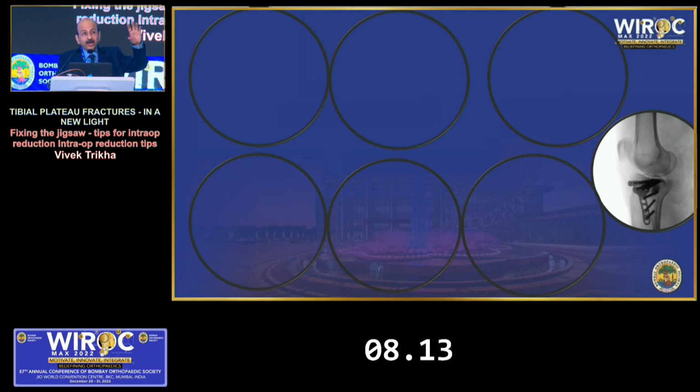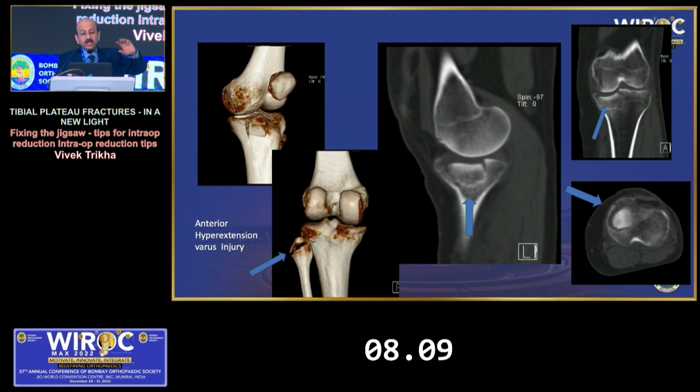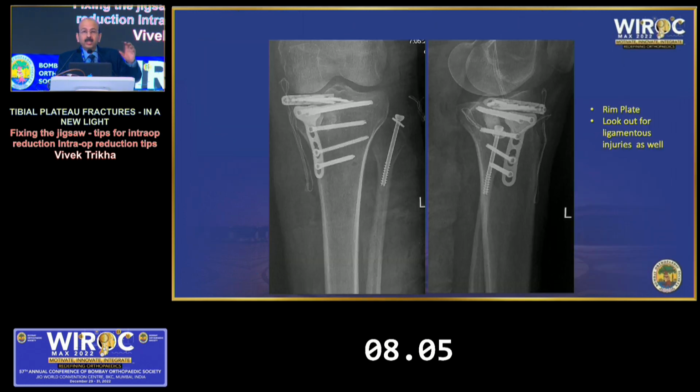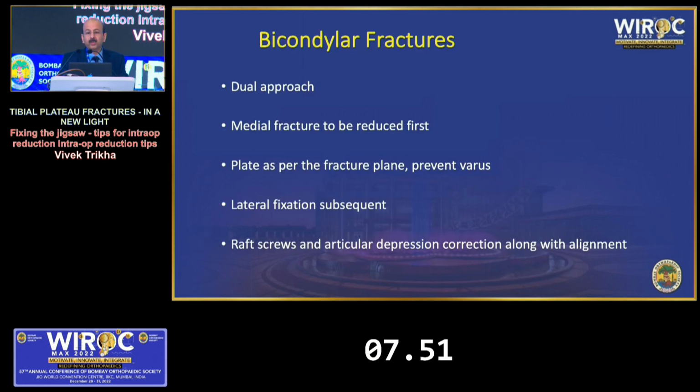So we have reduced them, and in this condyle, which was on the anterior side, a rim plate has been put on the medial side so that we are able to hold the anteromedial depression along with the fibular fixation, because ligamentous instability is also there. The stability of the tibial condyle is very important as compared to the articular ones.